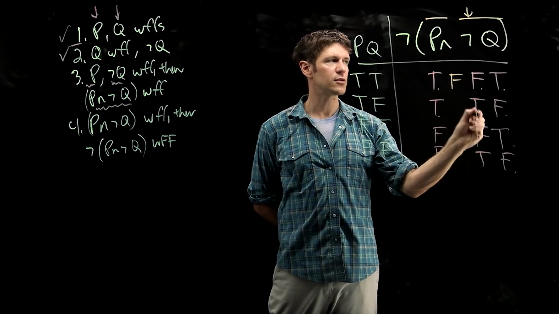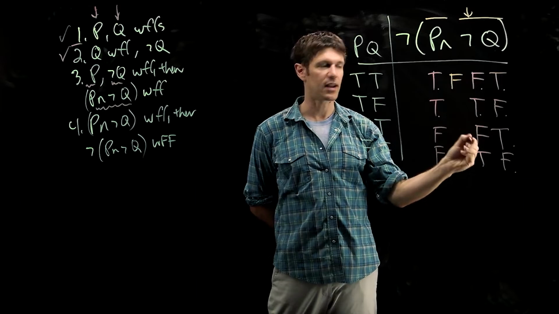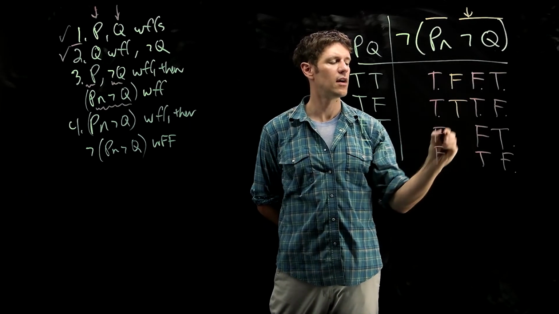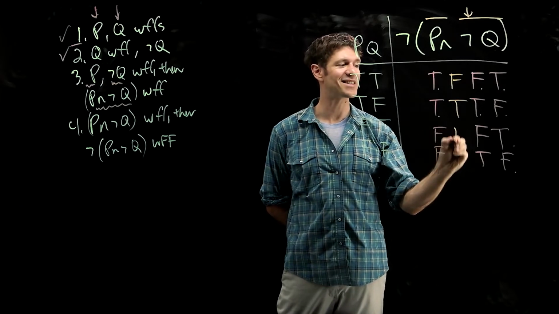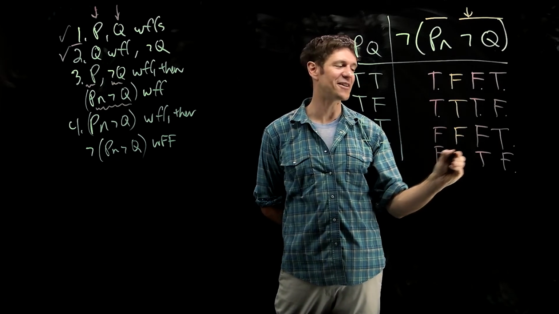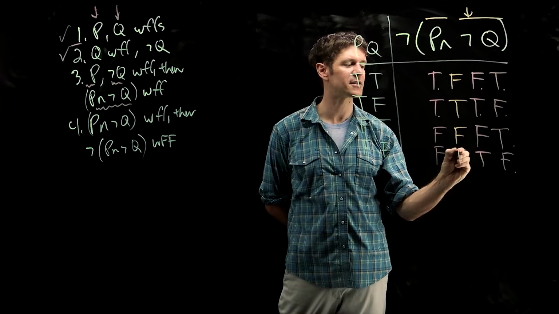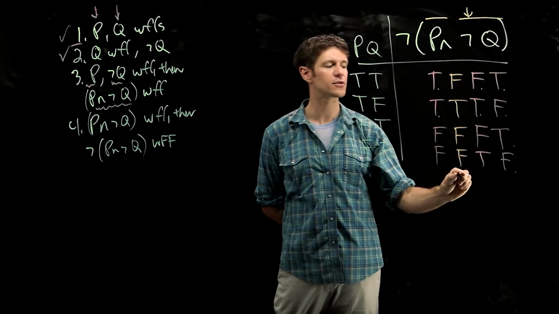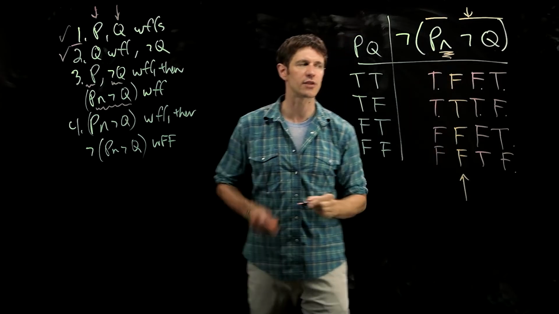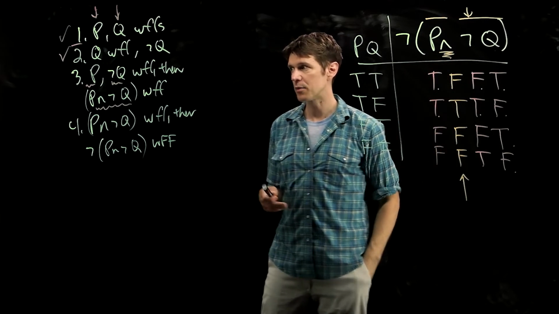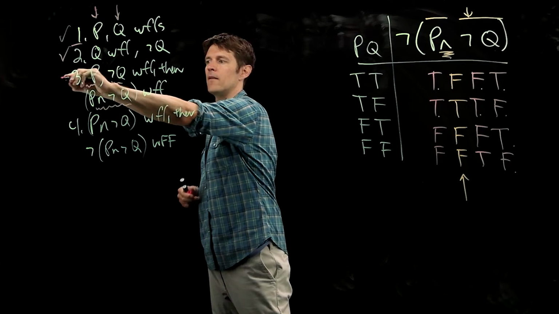I have true and true. And remember, I'm looking under the sign for negation. So that would give me true. I have false and false. I almost made a mistake there. This would give me false. And then I have false and true, and this would give me false. So now I have the truth value of this conjunction, which is written under the sign for conjunction. And so I have completed step 3 here.